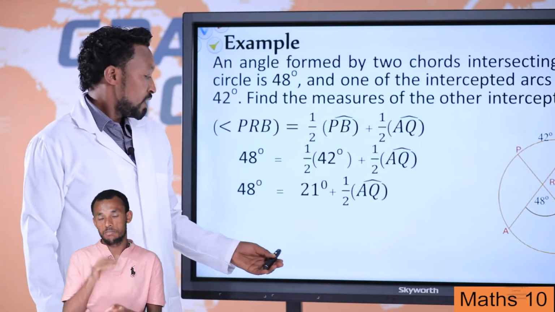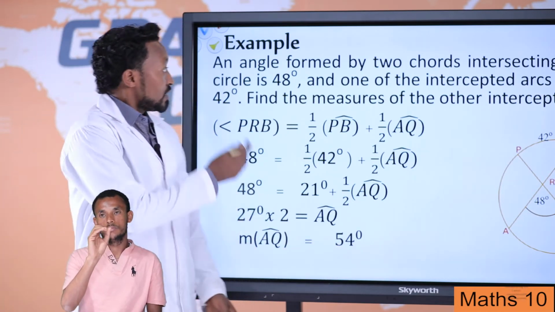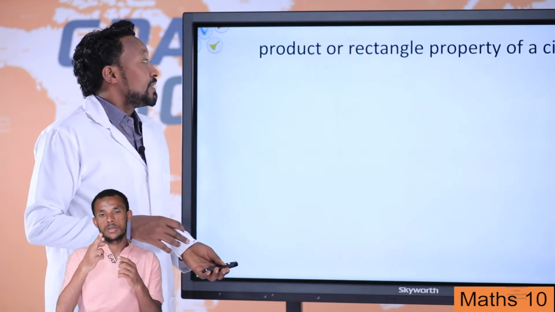Now, the same as here, AQ is 54 degrees. This is the angle formed by two chords intersecting inside a circle.